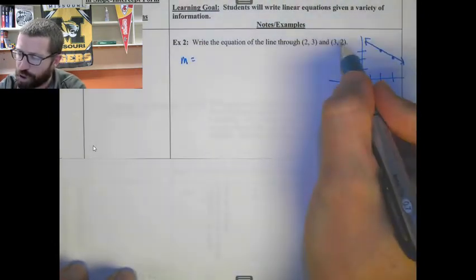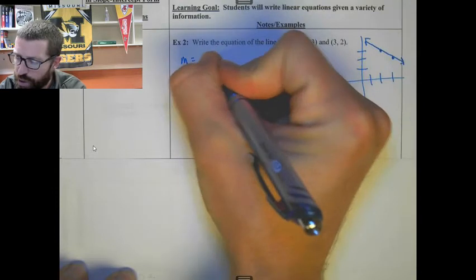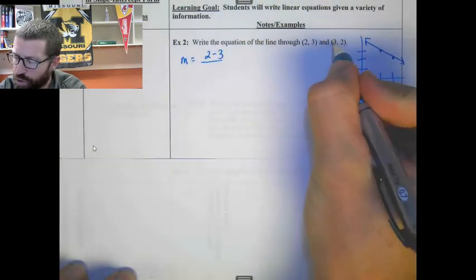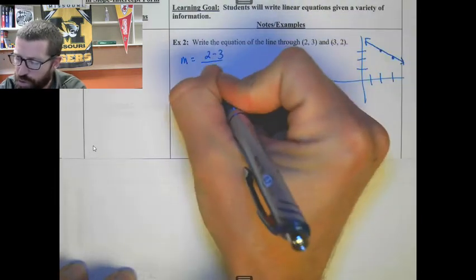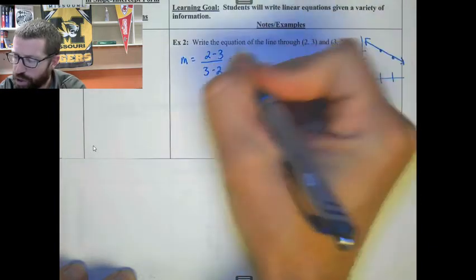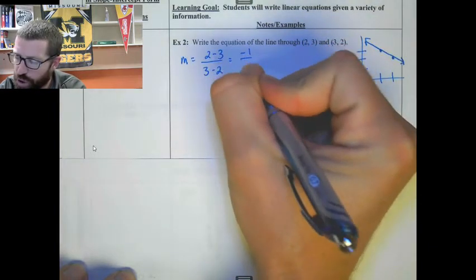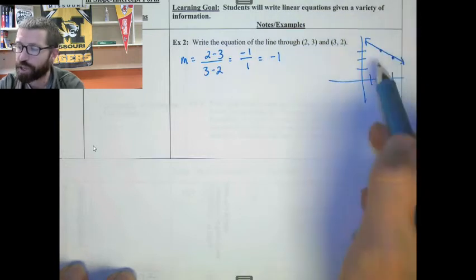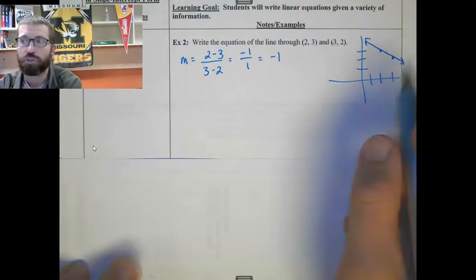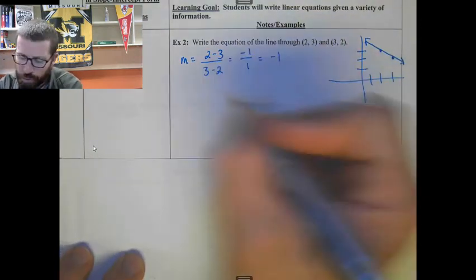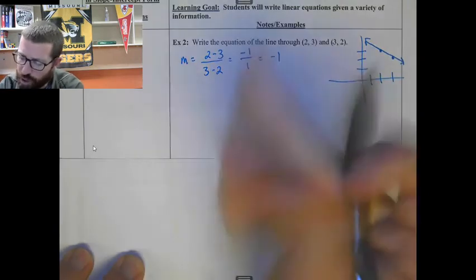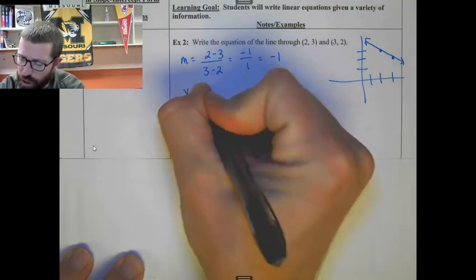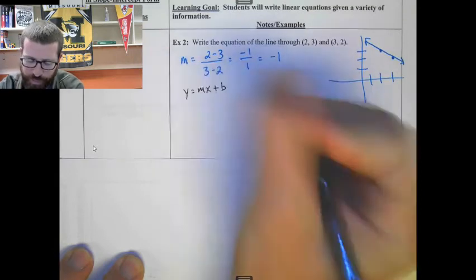So the slope is 2 minus 3 over 3 minus 2. And you get -1 over 1, which is -1. And that looks like my graph too, so that's good. So slope is -1. Okay, but remember your equation that we want to find is y equals mx plus b.